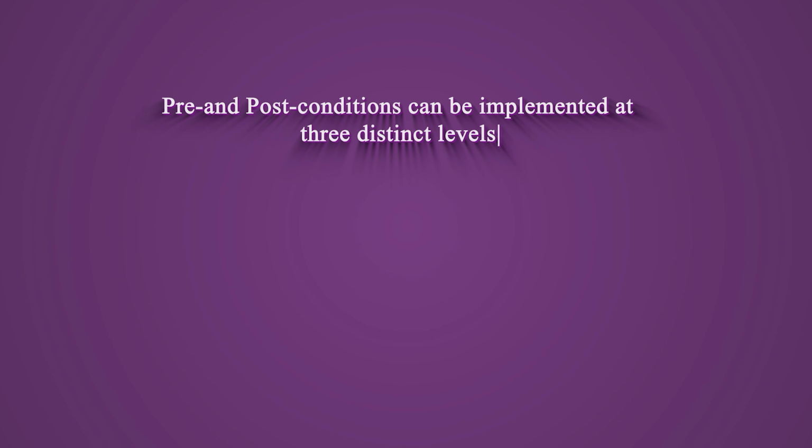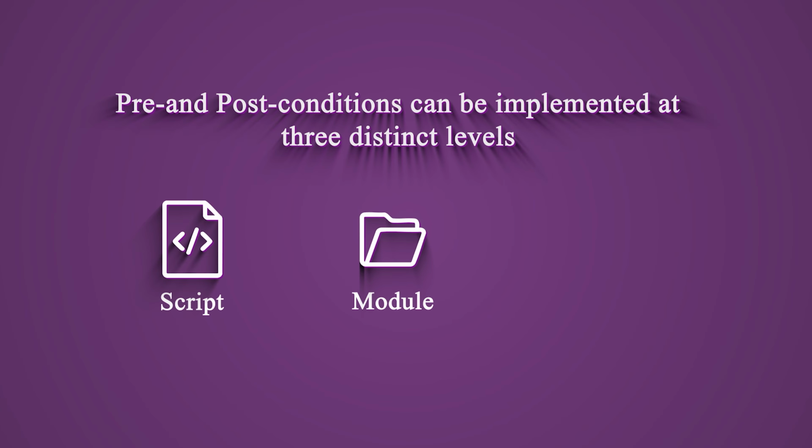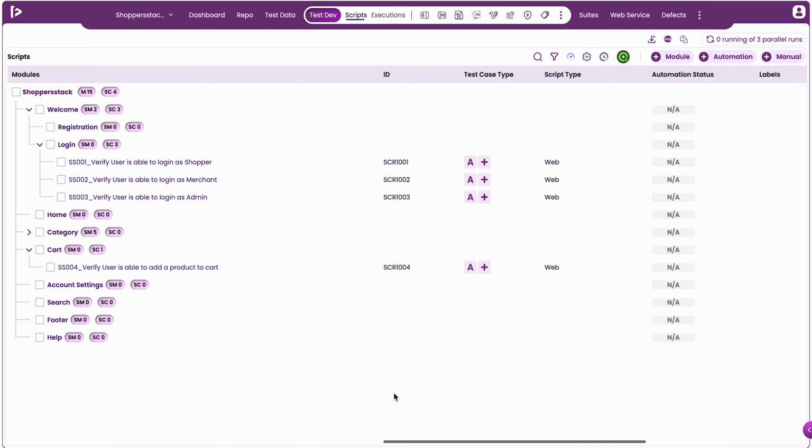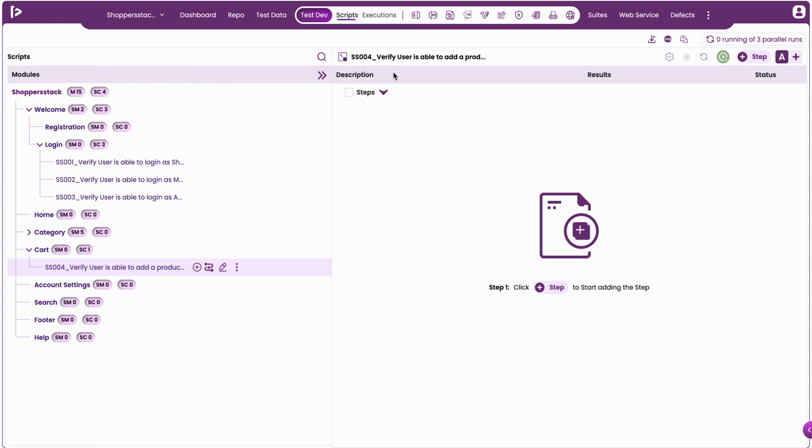Within FireFlink, pre- and post-conditions can be implemented at 3 different levels: script, module, and project. Starting at the script level, a sample script titled Verify User is able to add a product to cart is opened. In this scenario, it's known that login is required before a product can be added to the cart. Therefore, logging into the application is ideal as a precondition in this script. Once the product is added, logging out and closing the browser can serve as suitable postconditions.